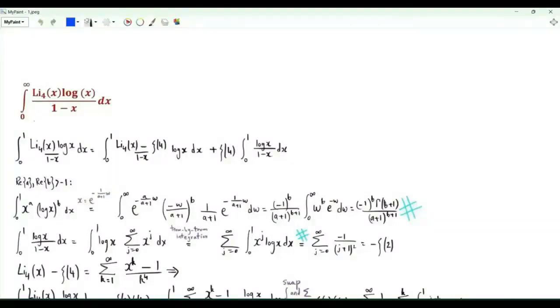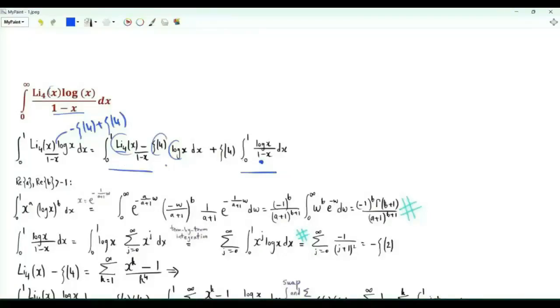Bismillah ar-Rahman ar-Rahim. We have the integral from 0 to infinity of log x times the polylogarithm of order 4 of x, divided by 1 minus x. Subtract and add zeta of 4. Split into two integrals. The integrand here is log x over 1 minus x times the polylogarithm of order 4 of x minus zeta of 4.